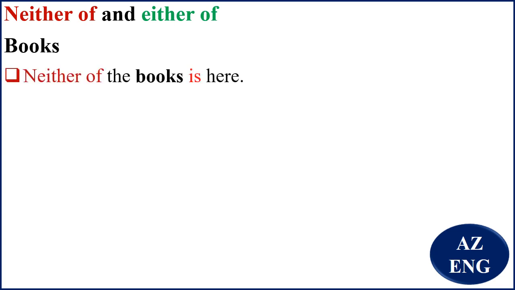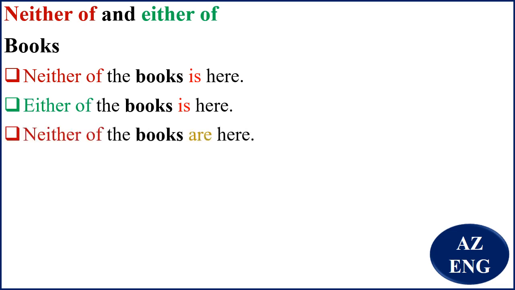You say neither of the books is here. This is correct. Neither of the books is here is correct. Either of the books is here is correct. Or neither of the books are here. This is correct. So you have neither of the books is here, or neither of the books are here. Correct.